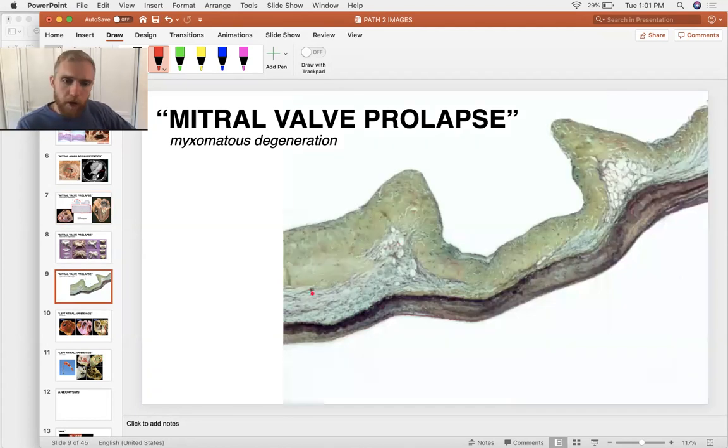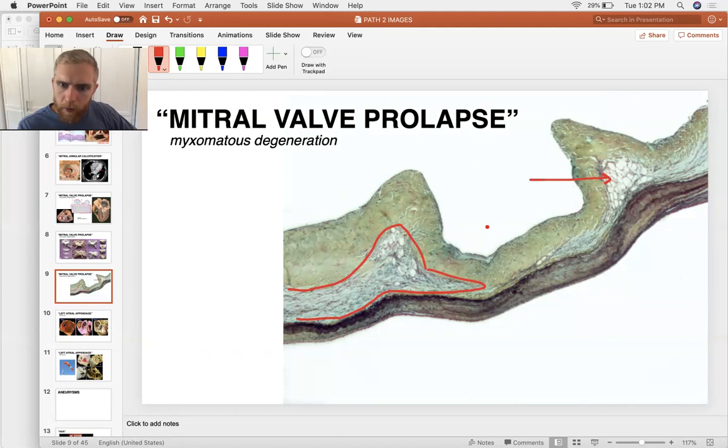Here's another look at myxomatous degeneration under the microscope. Again, it's a lot of glycosaminoglycans, and that's going to be this middle section of the valve here. You can tell that it's washed out, particularly in this area. And the reason why it's washed out is because we know that sugars are prone to wash out whenever you prepare a histology slide for final staining.